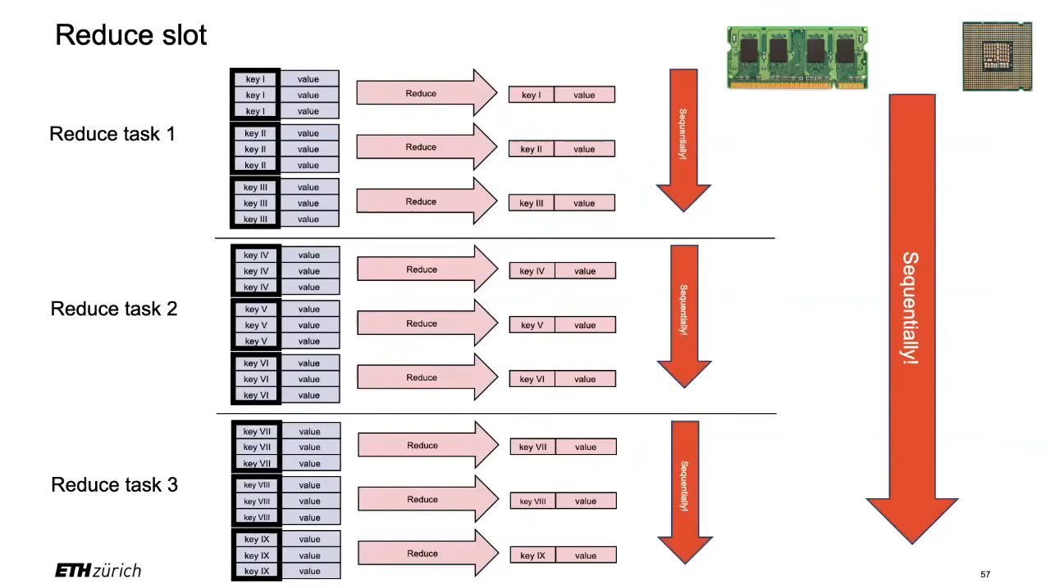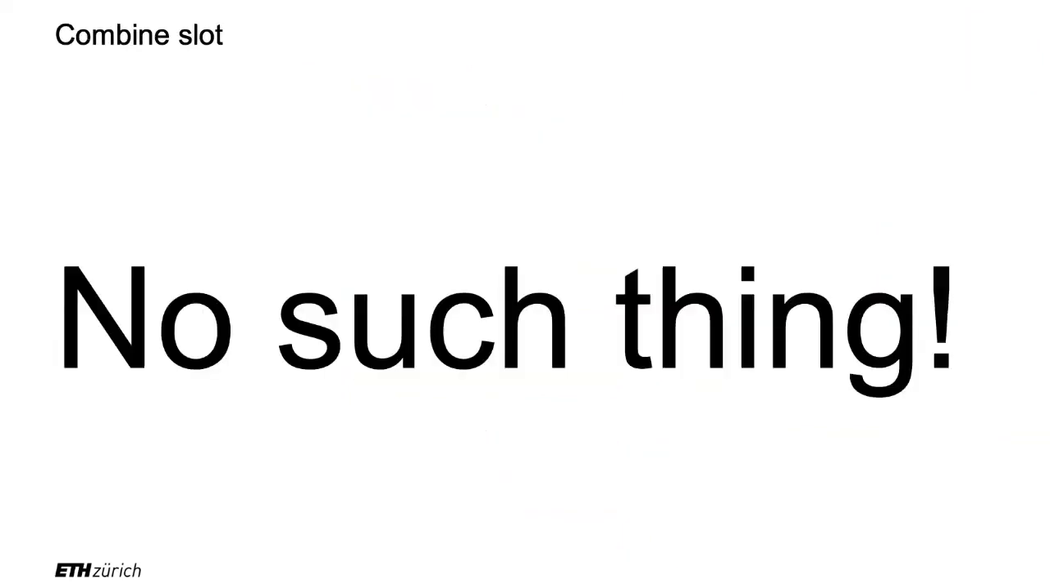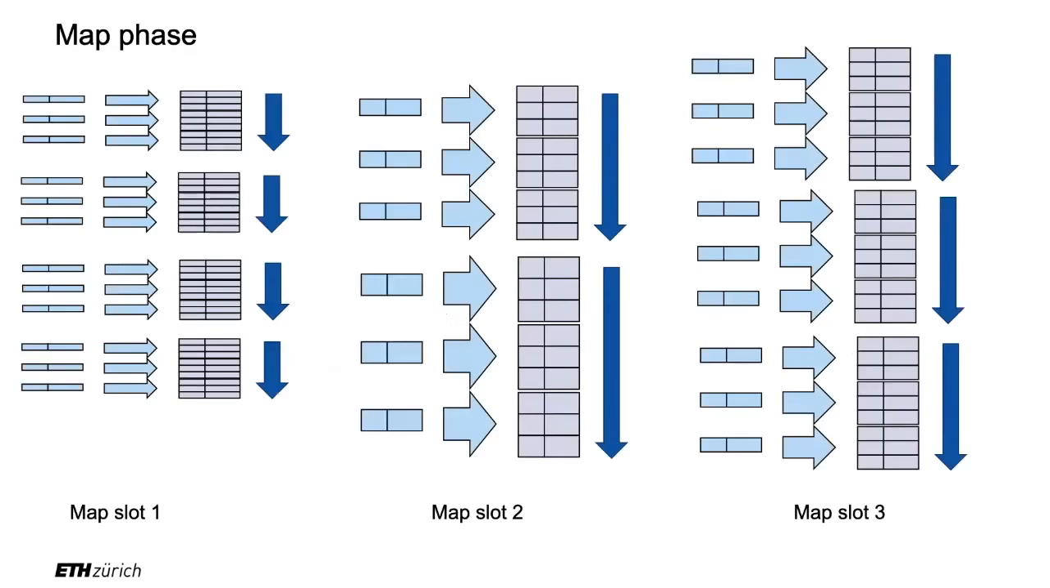The reduce slot is the same. It's just a slot, CPU memory, that executes reduce tasks by sequentially calling the reduce function. And the tasks are sequential. You never have several tasks at the same time in the same slot. It's sequential. And combined slot doesn't exist. That's also a reason why not to say combiner. There is no such thing as combined slots.